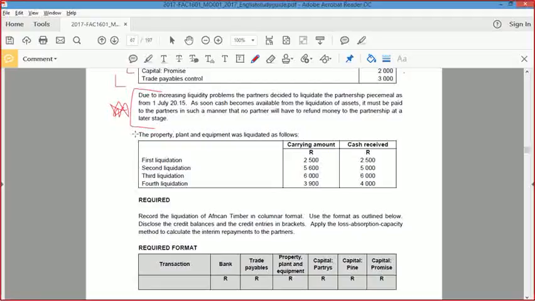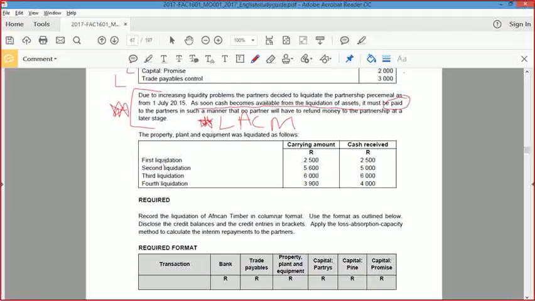Due to increasing liquidity problems, the partners decided to liquidate the partnership piecemeal as from the 1st of July. Good. So they do normally tell you what liquidation you're using, and important though is this. As soon as cash becomes available, it's going to be paid out, because that tells you you need to use the loss absorption capacity method. Okay, so when cash becomes available, I pay it out. I don't wait till the end. As cash arises, cash is paid to partners.